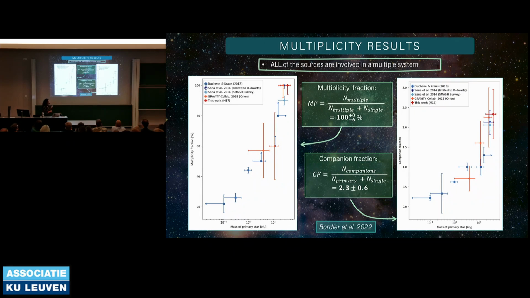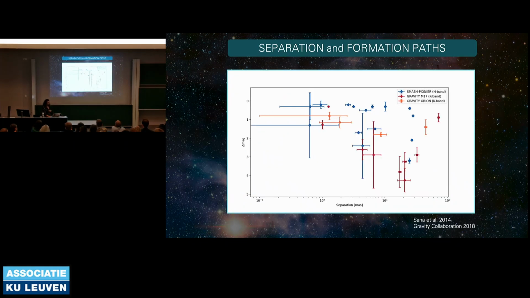For the companion fraction, I also added the spectroscopic companions that were found in the literature. Otherwise, just sticking with interferometry, we would find 1.5 companions on average. But if we add the 5 others from spectroscopy, then it of course increases the companion fraction. Something else that is very important is the separation.